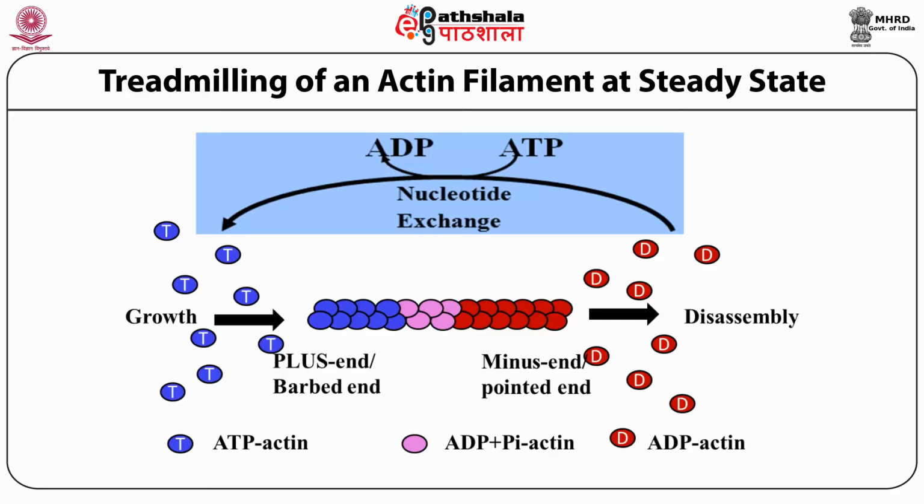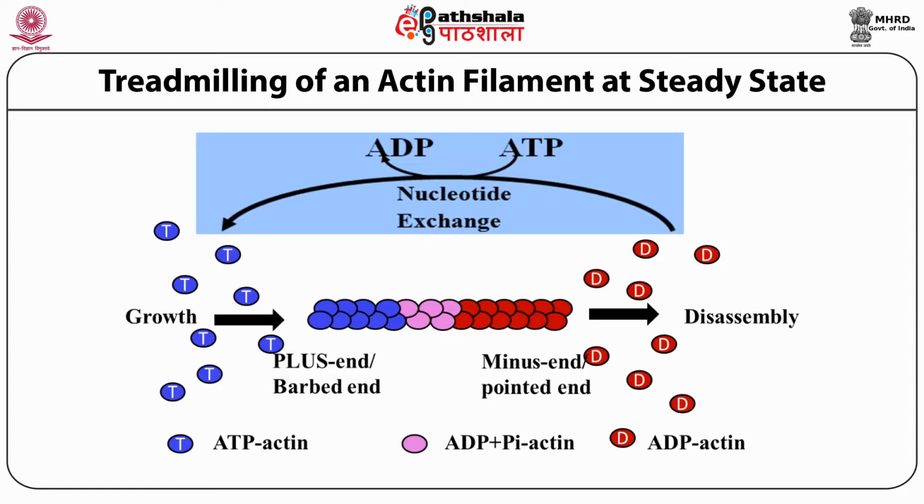So ATP actin is added at the barbed end, and as the time increases, as the length of the polymer increases, somewhere in the middle the ATP is dissociated. Then the actin stays as ADP-Pi actin. But the transition state of ADP-Pi will not stay for longer, and the Pi is dissociated from the actin.